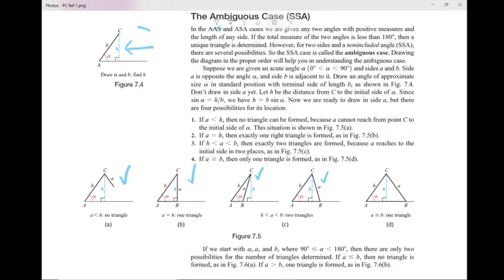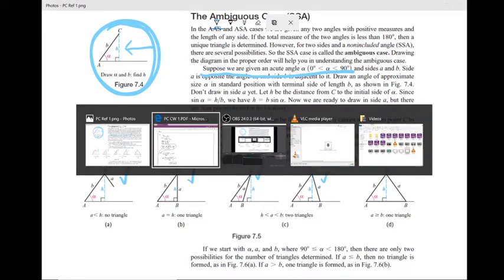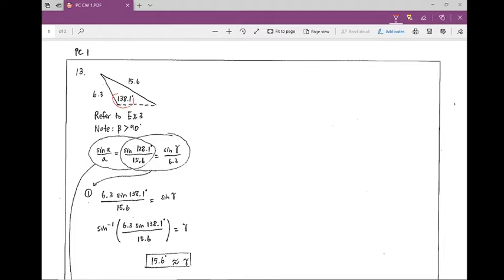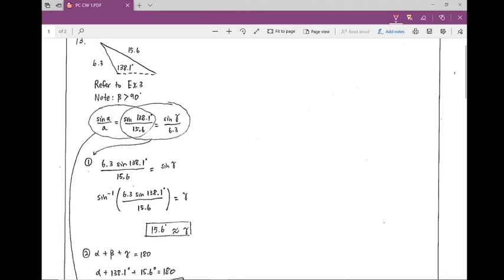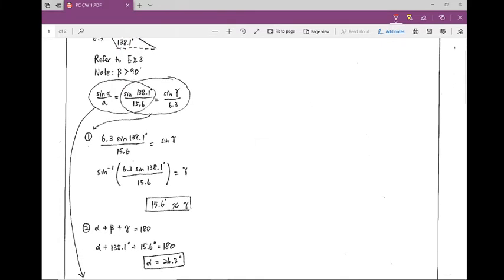But before we even go to finding the height, we must take note of this sentence here. Suppose we are given an acute angle alpha, so an angle that is between 0 degrees and 90 degrees. In our question, our angle is not acute, it is obtuse. Therefore, it is not an ambiguous SSA case. It's simply just an SSA case. So we're going to use the law of sines.